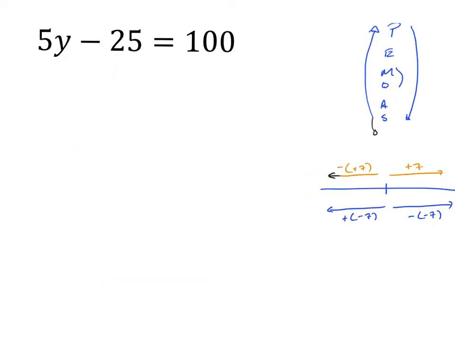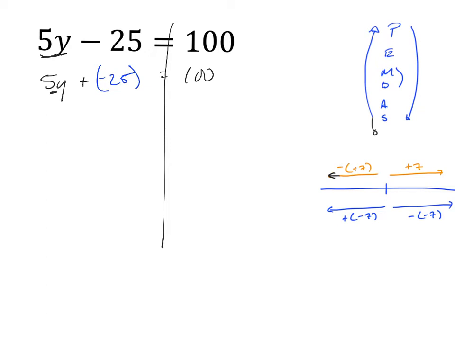Okay, so when we look at this problem now, we're going to remember what we talked about before: the order of operations and the direction that we're going when we're adding and subtracting numbers. If I look at order of operations, this is multiplication, 5 times y, and I told you to always change things to addition. So you would rewrite this as 5y plus negative 25 equals 100.